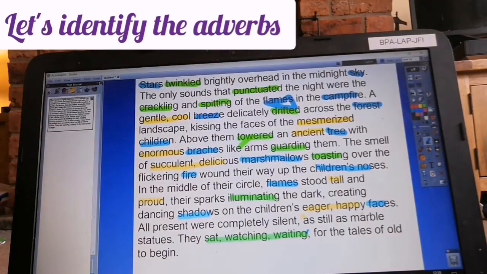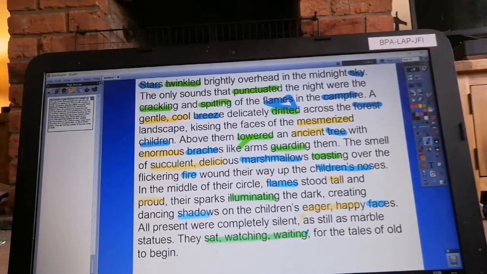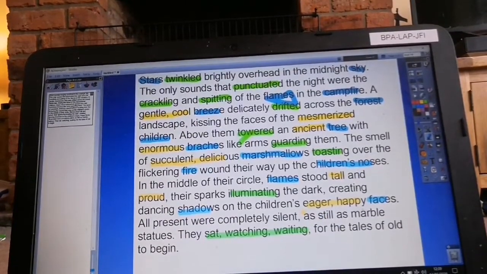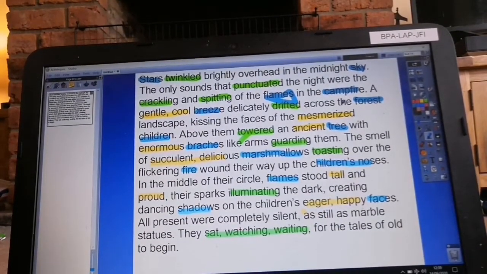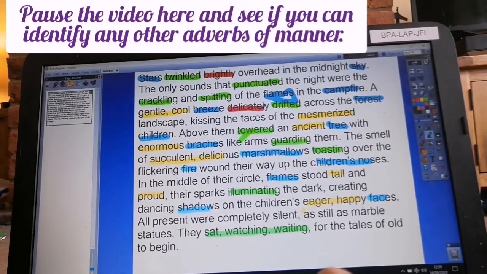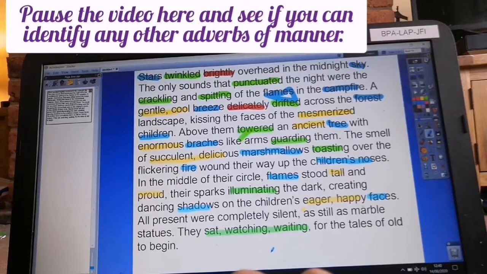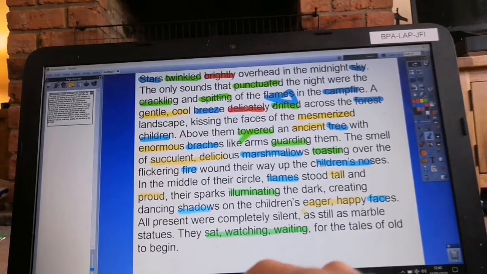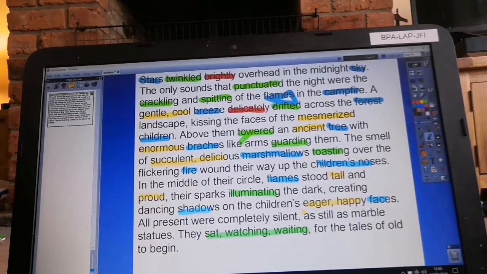Now we're going to have a look at the adverbs used. Again, giving us even more detail because they are describing how the nouns are doing what they're doing. So how are the stars twinkling? The stars twinkled brightly. The gentle cool breeze delicately drifted. So those are the adverbs for manner that I can find in there. See if you can find any more.